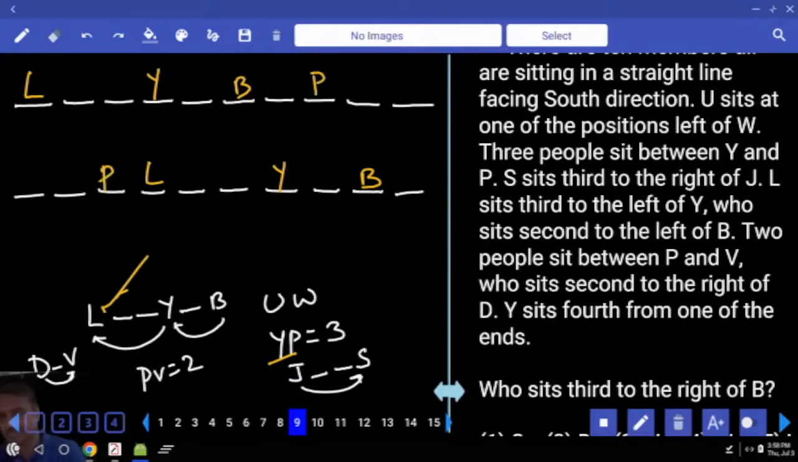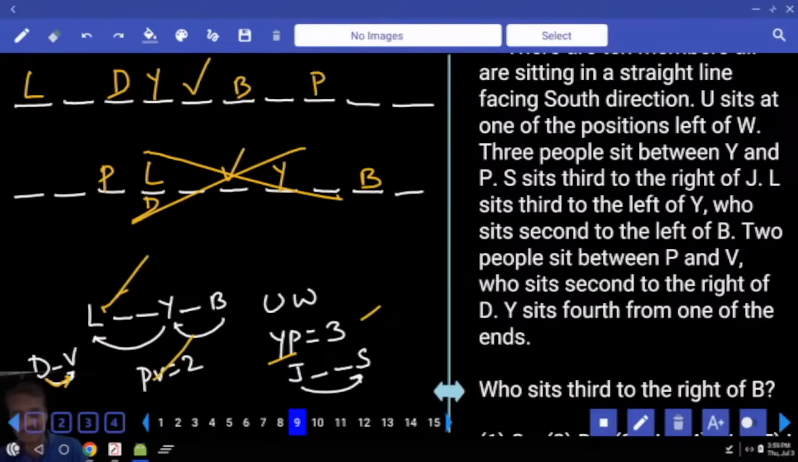Now in this case, P must be here, Y and P. And between P and V, there are exactly 2 people. Here P and V, 2 people, done. Then V is seated second to the right of D. Here V seated second to the right of D is not possible because L and D must be in the same place. Clear? Then next one.